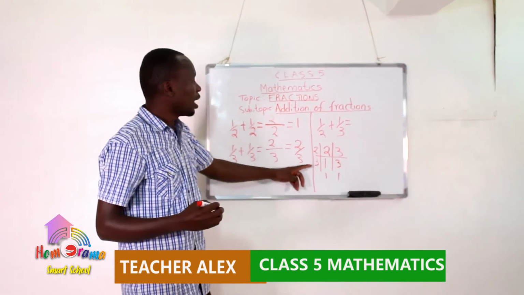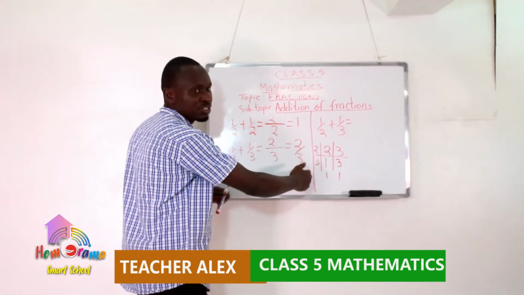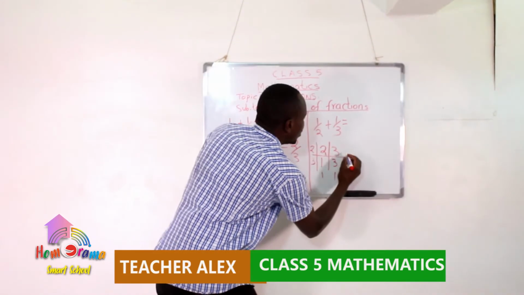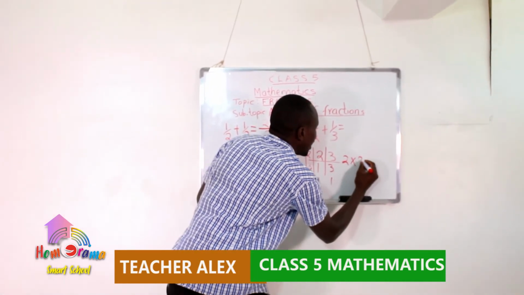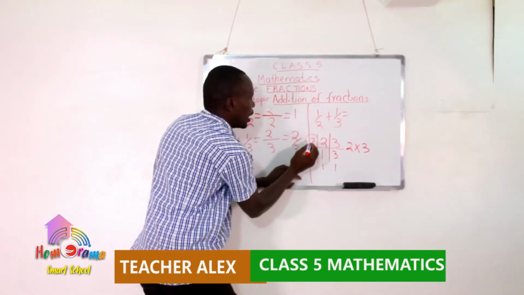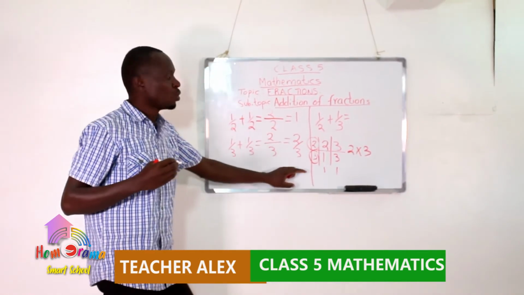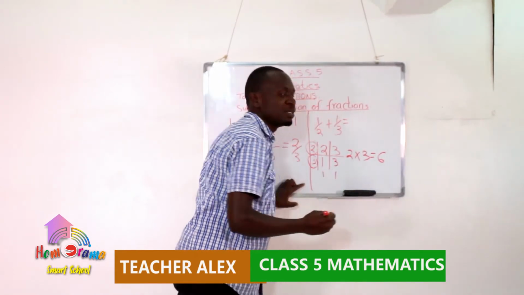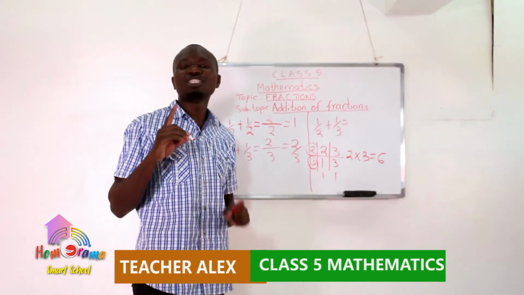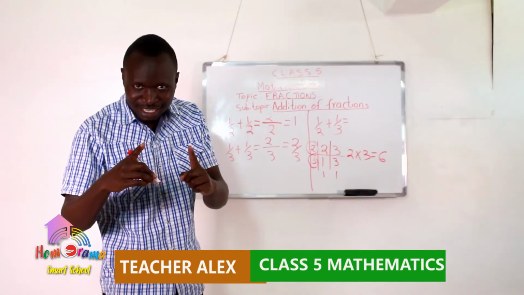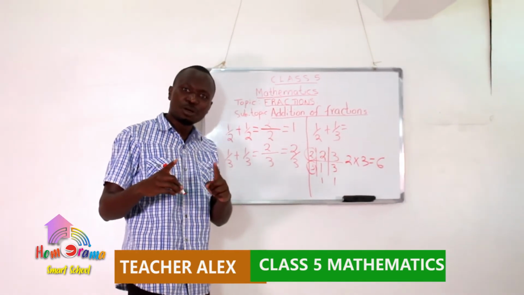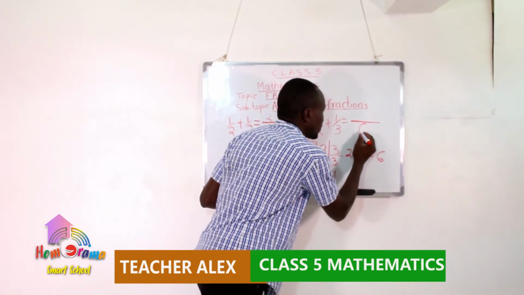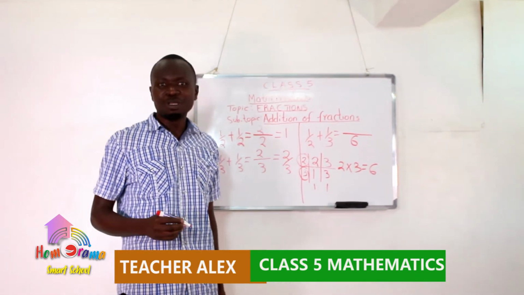So this means I will now multiply the numbers on this side, the ones that I was using as the divisors. I will multiply 2 by 3. 2 multiplied by 3 gives me 6. This means my LCM, which is the least common multiple, is 6. So I will now use it as my denominator here.